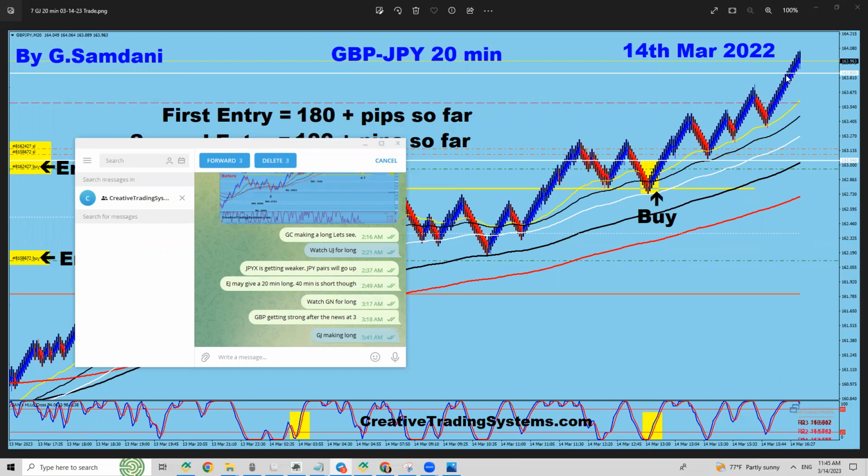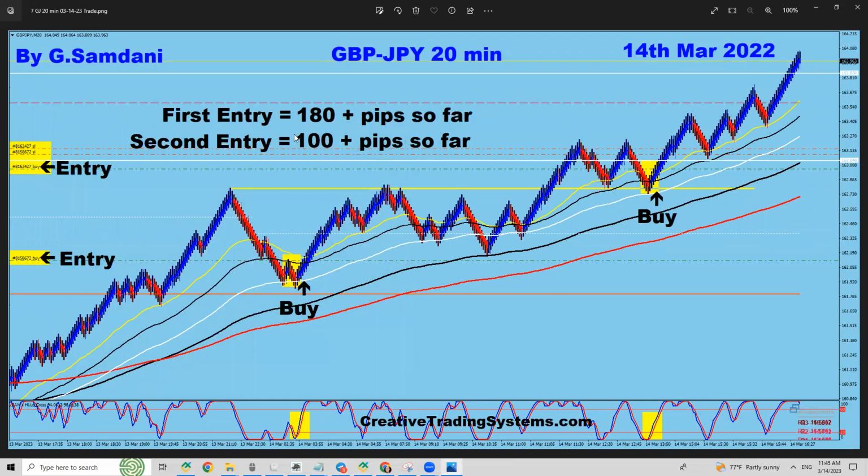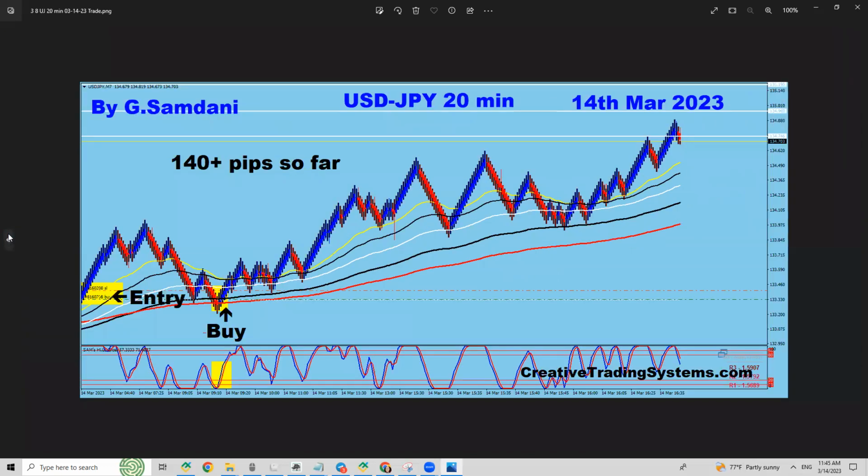And from here to here alone is how many pips? 100 pips. From here to here, this entry. From this entry all the way up here is 180 pips. So there's 280, and 140 there, where? USD yen. So there's 380 and 420.